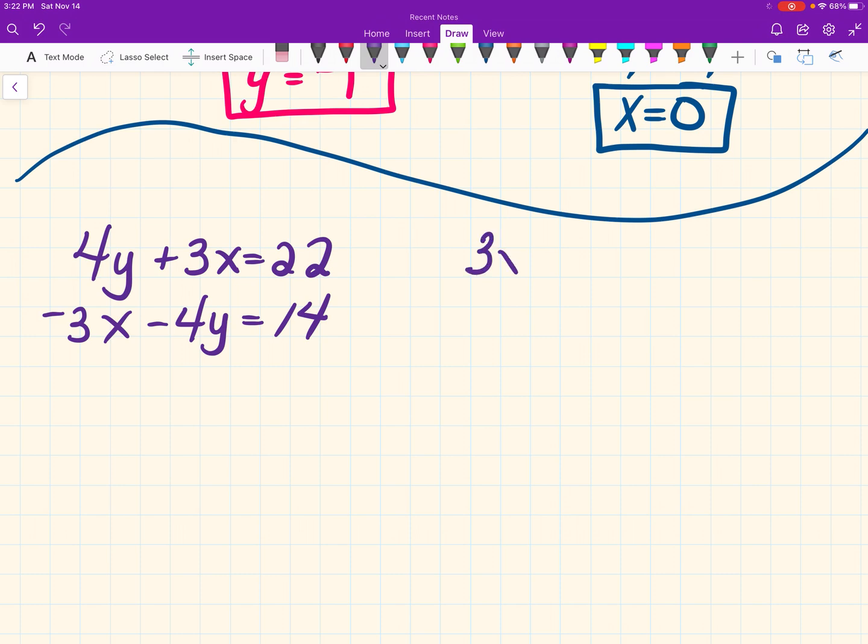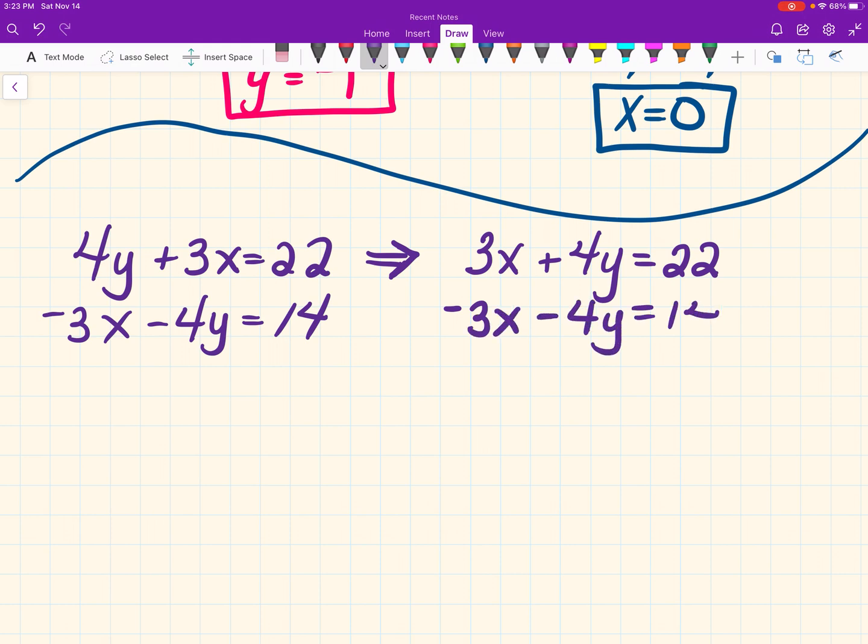I'm just going to rewrite it because addition is commutative, which means we can change the order. It doesn't change the value if we change the order in an addition problem. So I rewrote this so that x would come first. This one I can leave alone because the x and the y are in the right place, and now I can line them up easier. Well, look what happens here. 3x and -3x go away, 4y and -4y go away.